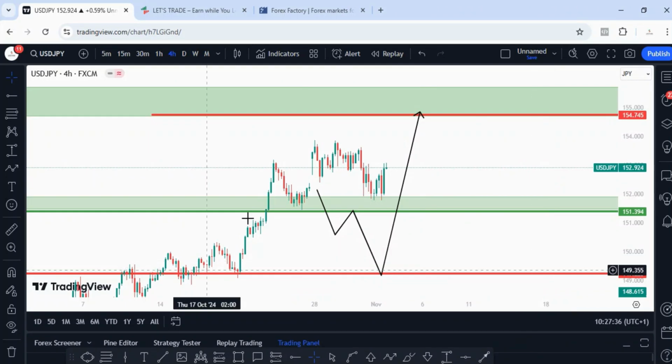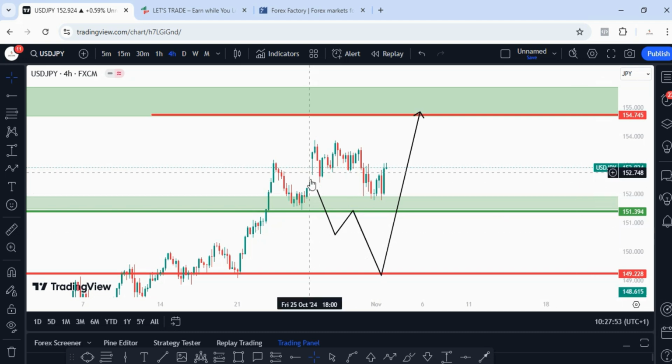154.745. Welcome back, guys. So you can see that last week price opened with a gap up. It didn't come to our target, where price still came back down again to the entry. The buy, if you are in a buy, is still valid until price breaks below 151.394. But anything can happen, which is why I have this plan B, just in case the buy fails.